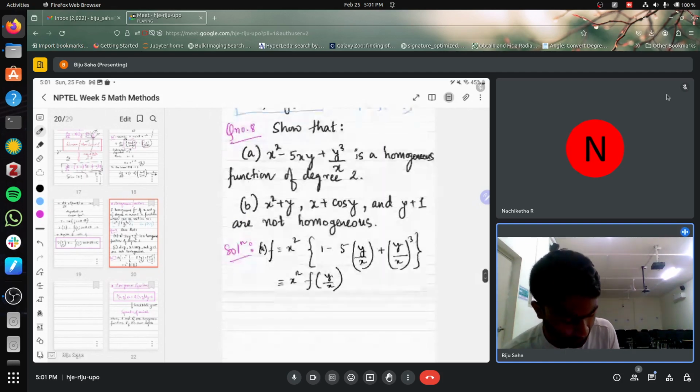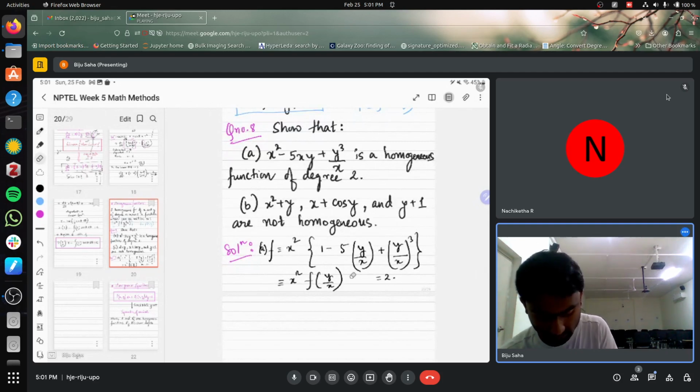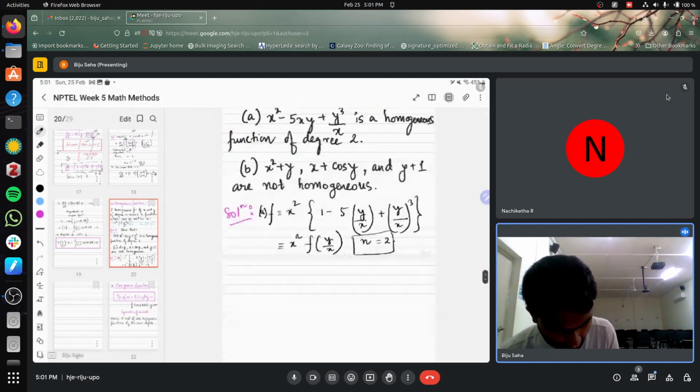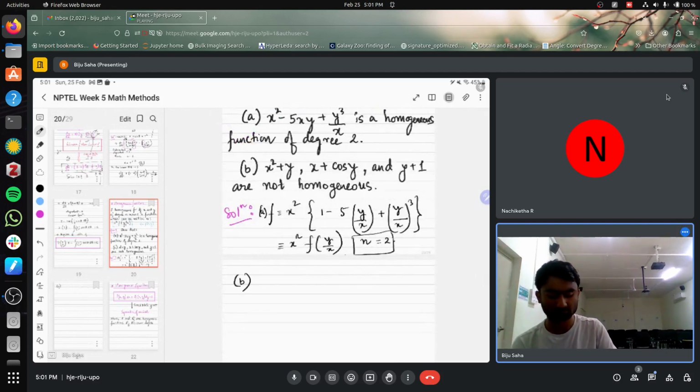So that would say that my degree is 2 because n is basically 2. So we have proved that this is a homogeneous function with degree 2. Now let me go to the next question, where we have to prove that they are not homogeneous.